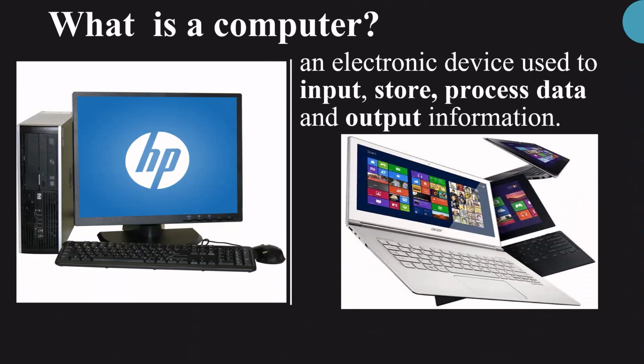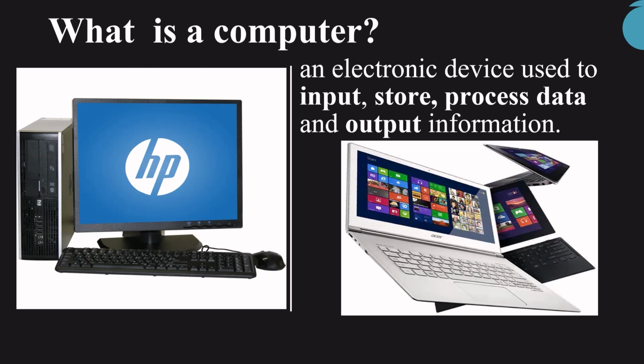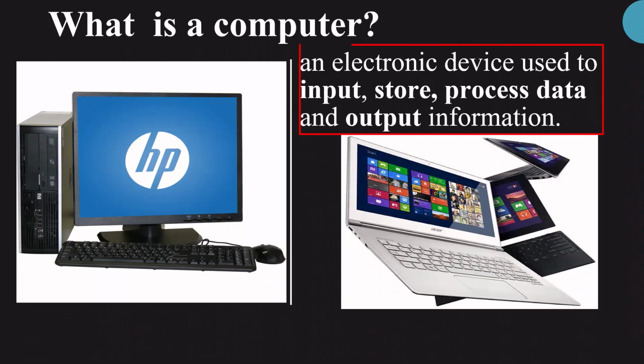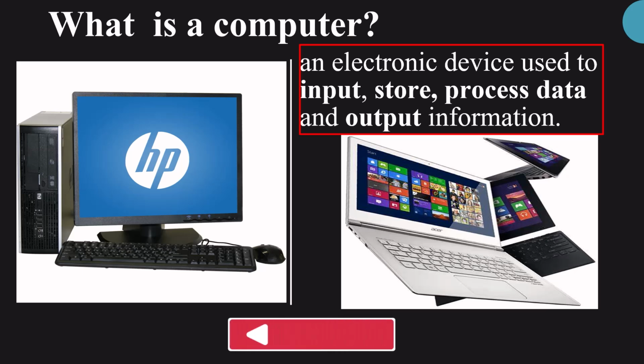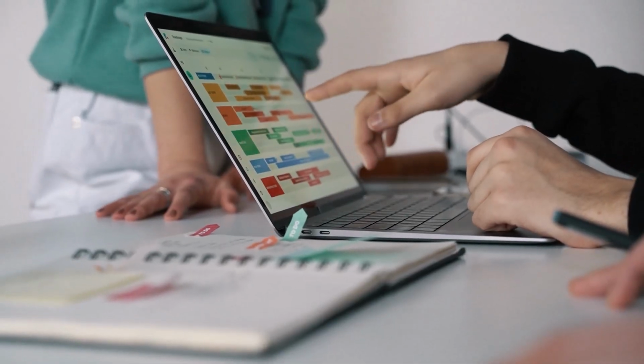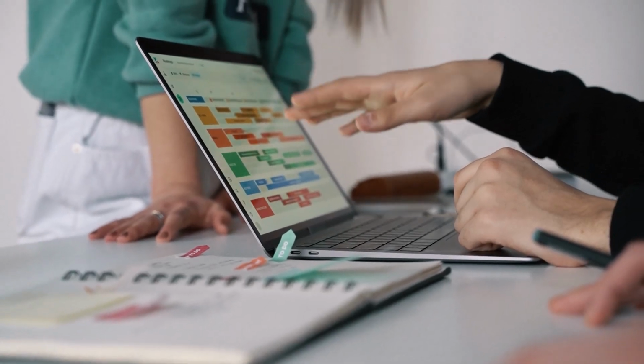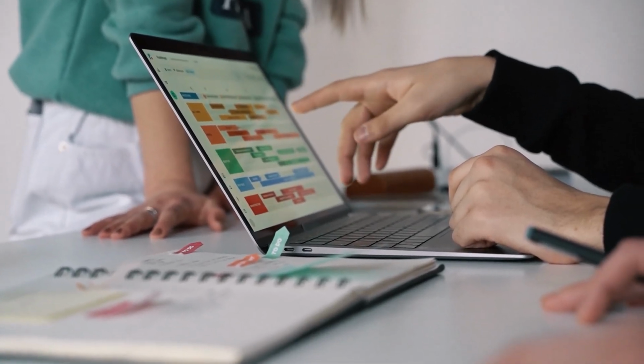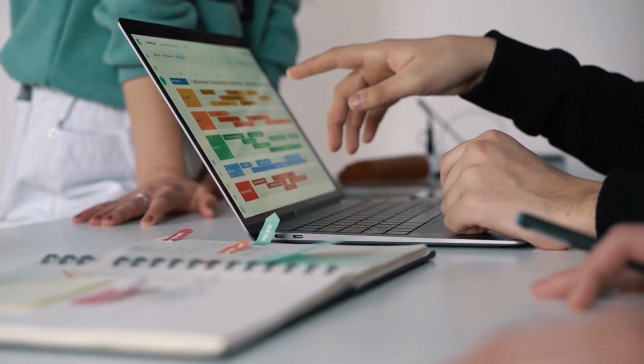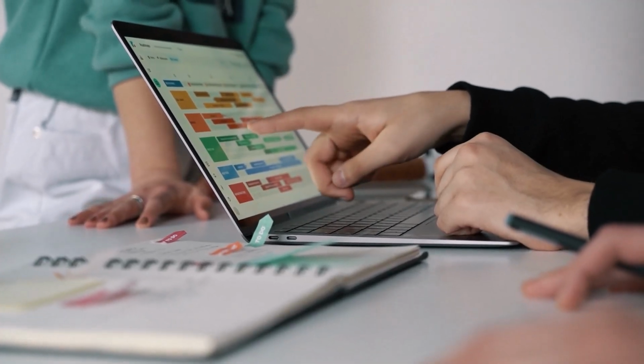Here is a definition for a computer. A computer is an electronic device that accepts input, processes it, stores it, and gives you an output. That's a definition for a computer. It helps us do so many things, such as writing documents, browsing the internet, sending emails, playing games, even running businesses. Okay, it could be that you are using one of the already mentioned computers here.